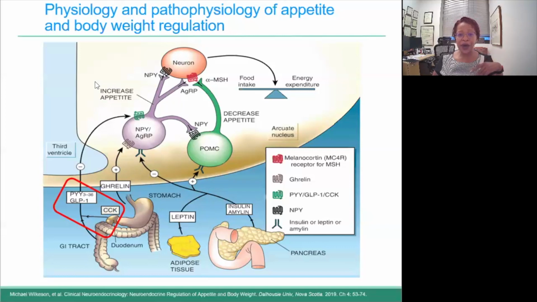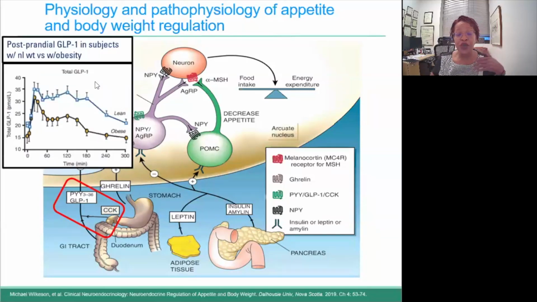What we do know is that in patients who do have obesity, the signaling for things like GLP-1 is actually decreased. So here you can see in patients who have either a normal body weight or obesity, the level of GLP-1, that hormone, is actually decreased. So these people are not going to have that same sense of satiety or fullness after a meal.